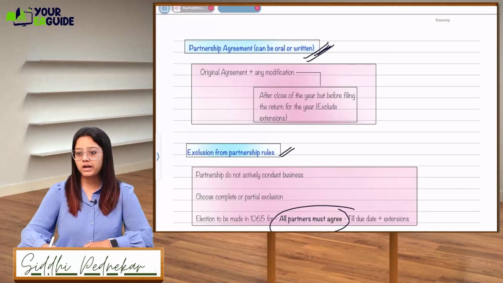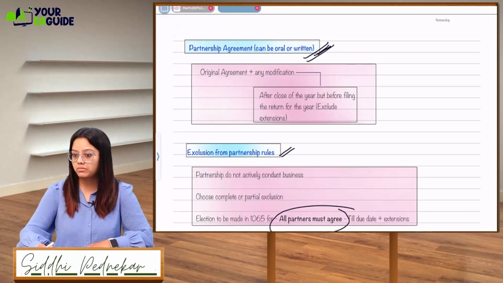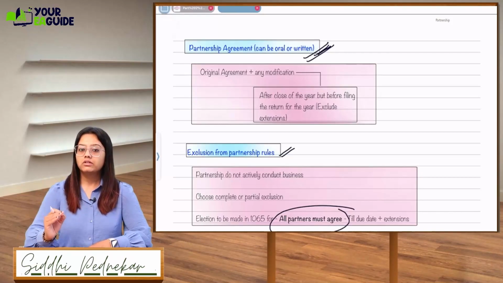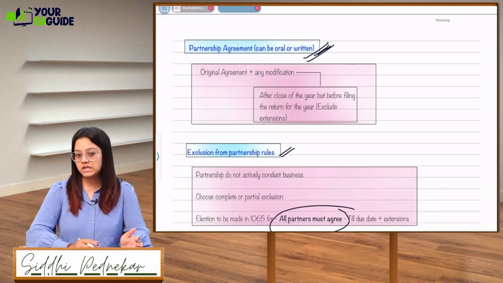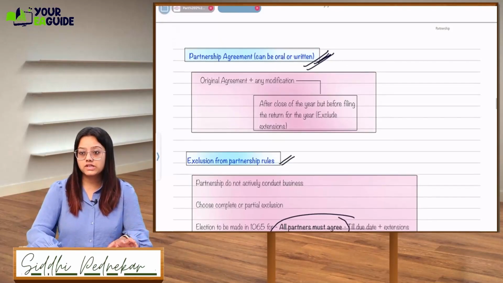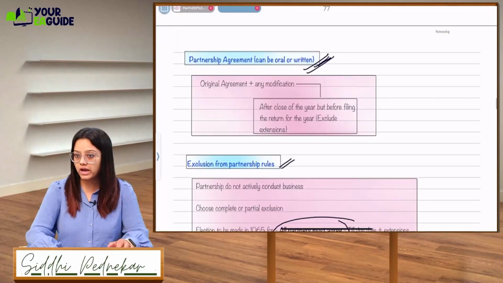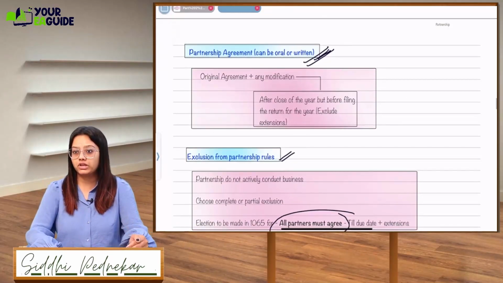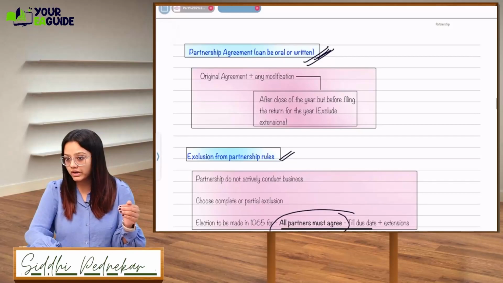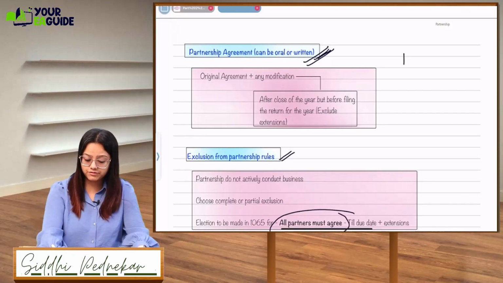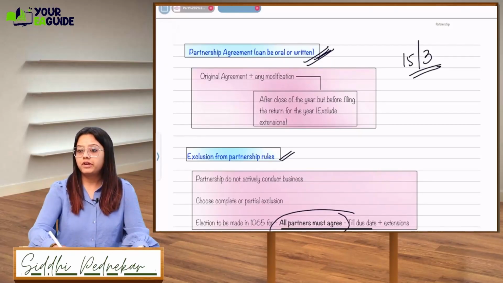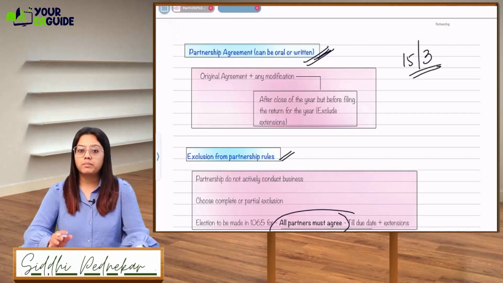What is the due date for the partnership, guys? Anyone can mention in the chat box if you have already done these topics in the regular session, since this is just a revision lecture. I'm not going to explain everything in detail, just a quick revision. Yes, correct, it's 15th March. 15th March is the due date of a partnership.